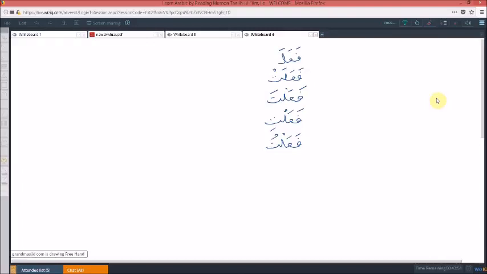Okay, if we look at our verb fa'ala, these two are mabni ala al-fat. This is fi'l madi, the past tense, not mudari, I'm sorry I said mudari. It's always going to have a fatha on this lam, no matter what comes before it. And these three are mabni ala sukun. No matter what comes before it, it's always going to have that sukoon on that lam.